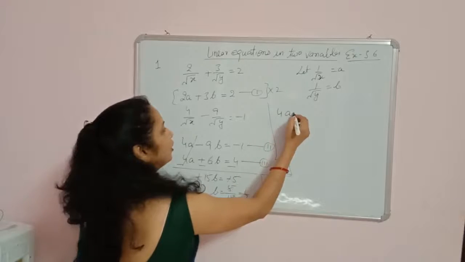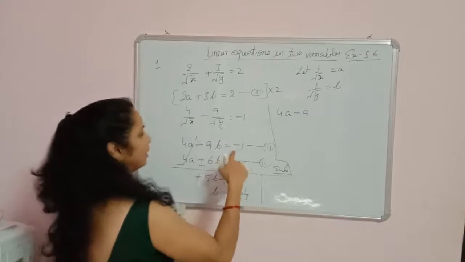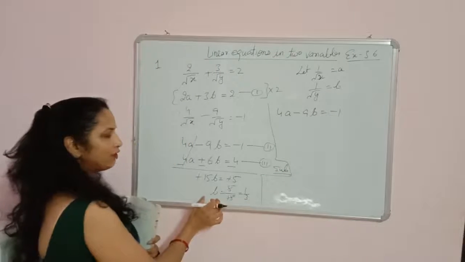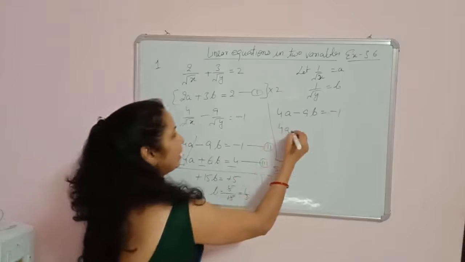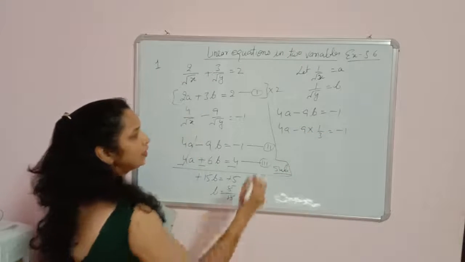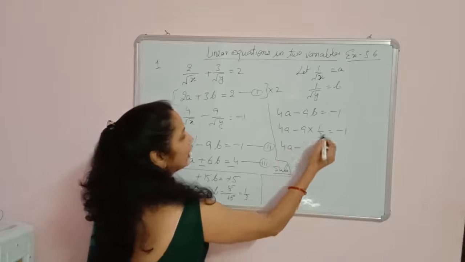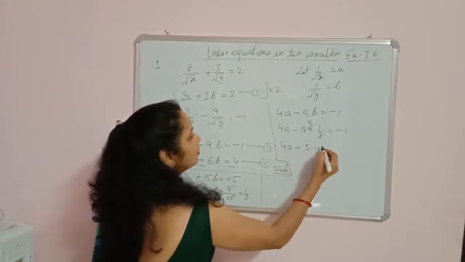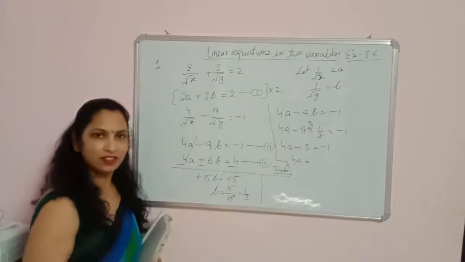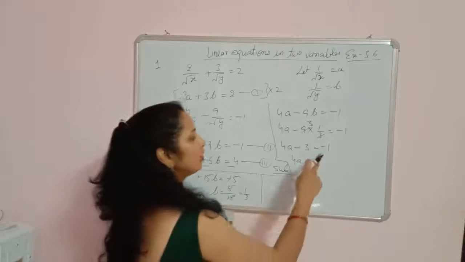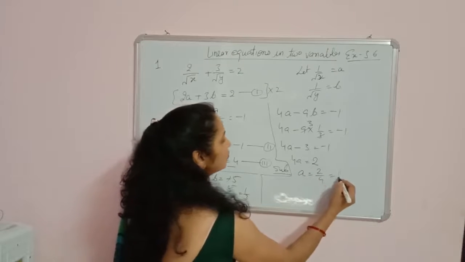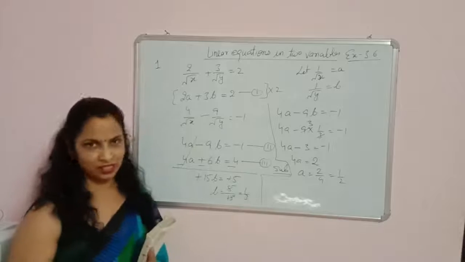So I am putting the value of B in equation second. 4A minus 9B is equal to minus 1. Now put the value of B here. It will be 4A minus 9 into 1 upon 3 is equal to minus 1. It will be 4A minus 3 is equal to minus 1. Then 4A is equal to minus 1 plus 3, the minus 3 will go to the RHS and become positive. It will be 2. Then A is equal to 2 upon 4, it means 1 upon 2. So we get the value of A is equal to 1 upon 2.